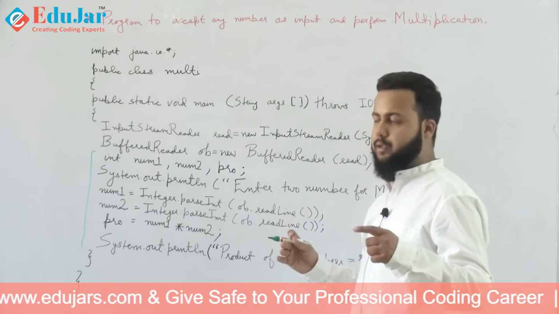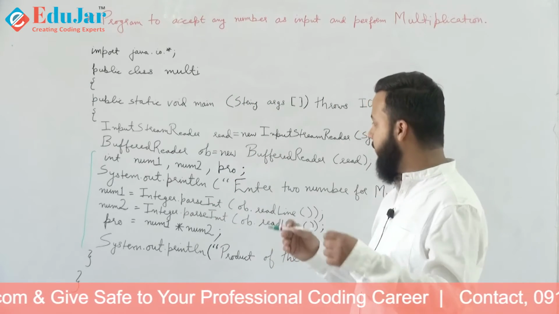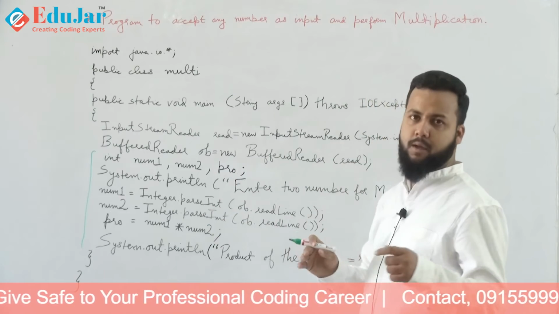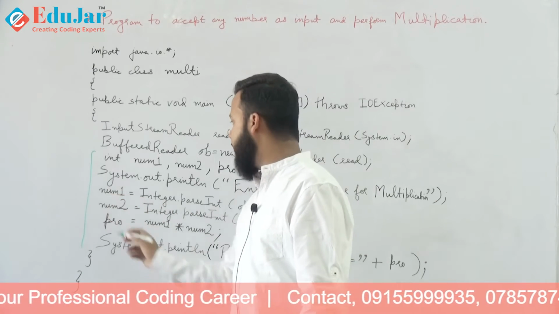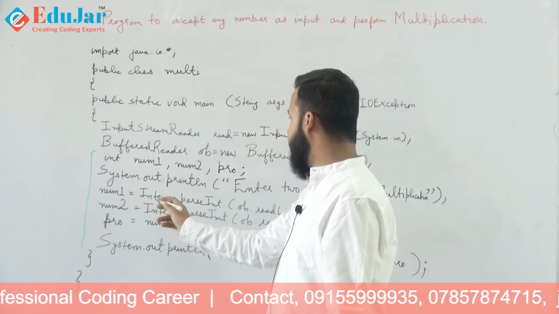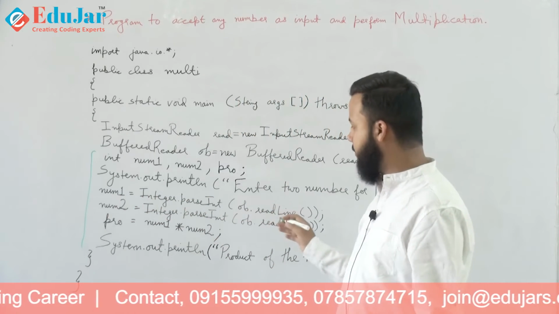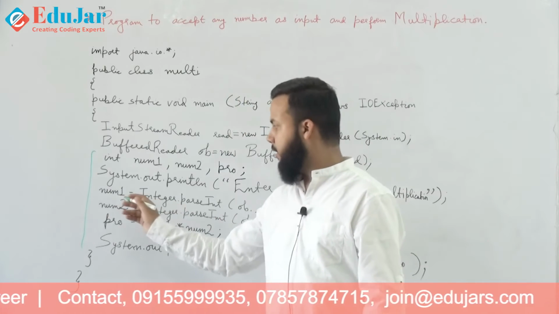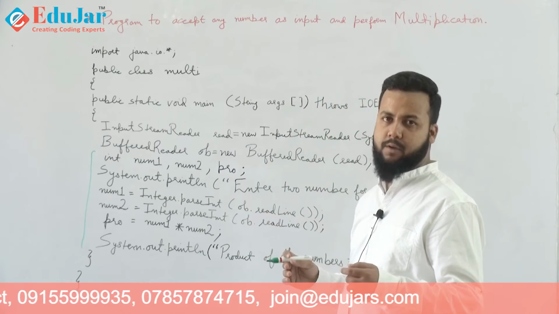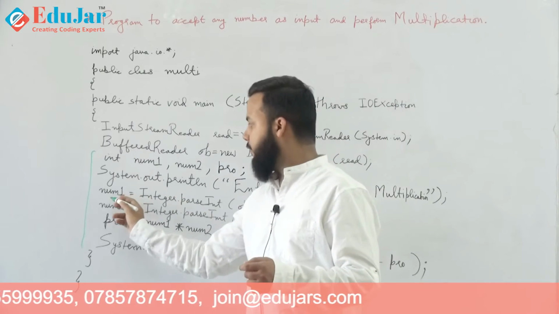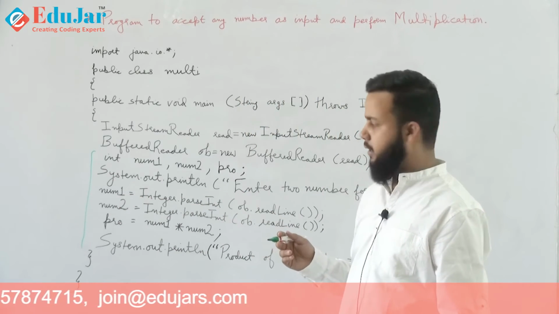You can see I have used System.out.println, enter any two numbers for multiplication, as we are giving the message to the user that the user should enter two numbers. We will accept those two numbers and multiply them. Here you can see num1 equal to Integer.parseInt(ob.readLine()), num2 equal to Integer.parseInt(ob.readLine()). In this part we will accept the numbers from the user. The first number will be stored in num1 and the second number will be stored in num2.